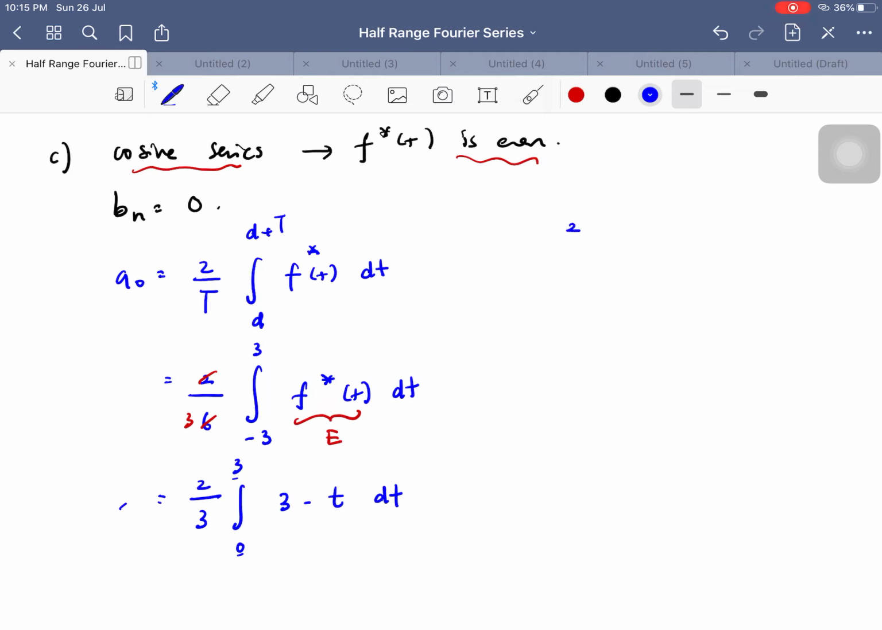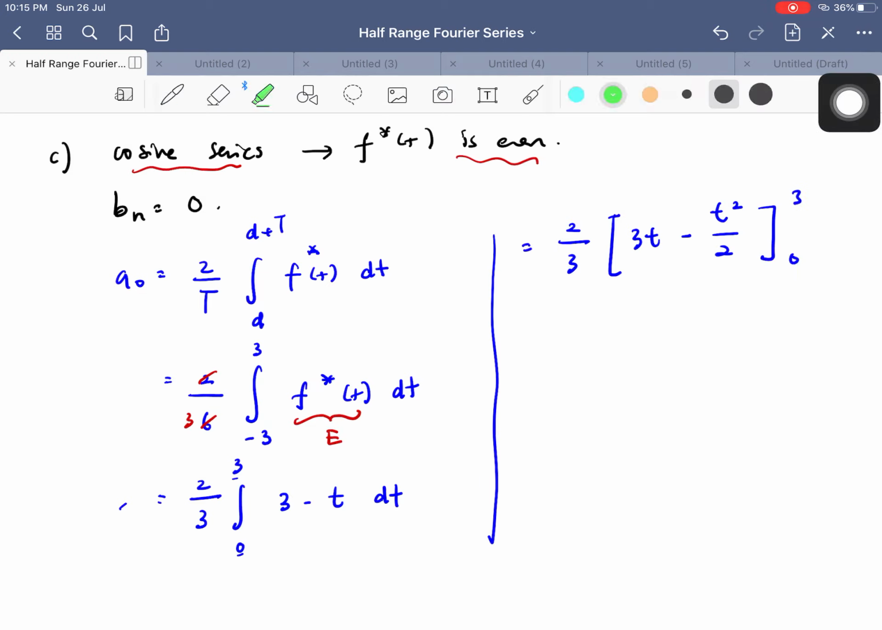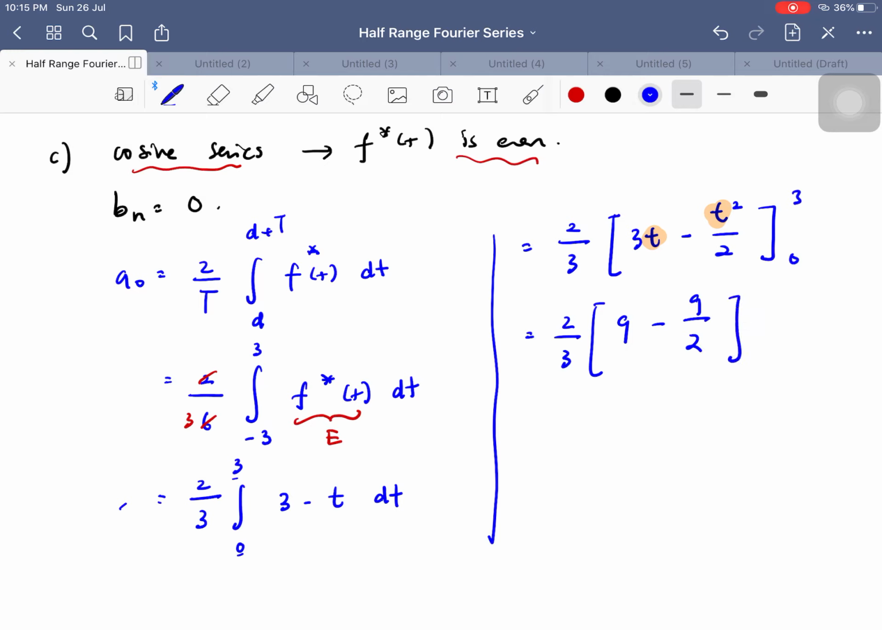So I end up with 2 over 3. Okay, so now when I integrate 3, I'll end up with 3t minus, when I integrate t, it will be t squared over 2, evaluated from 0 until 3. So it's going to be the same idea as before. Now I'm going to substitute wherever there is t, the lower and also the upper limit. So I'll end up with 2 over 3 times, 3 multiplied by 3, that's a 9, minus 9 over 2, that's 3 squared over 2. And then I'm going to have minus 0 and 0, so that will be the outcome.